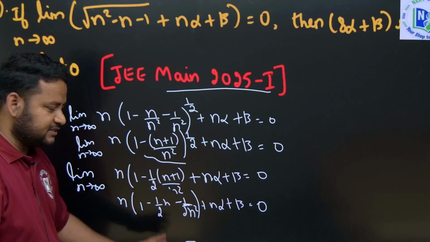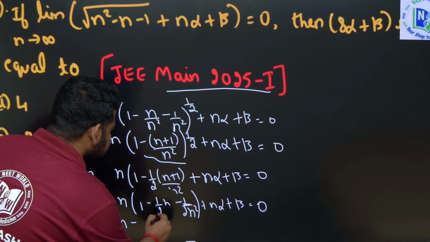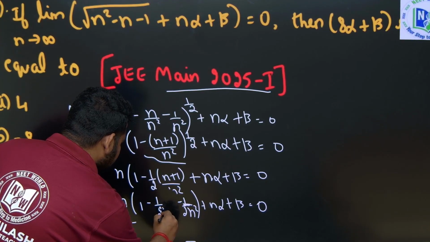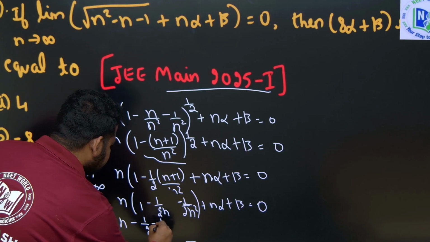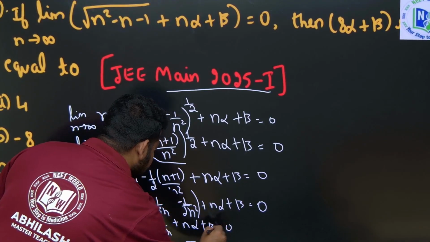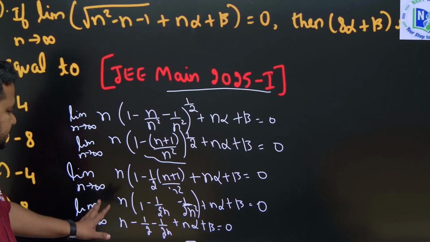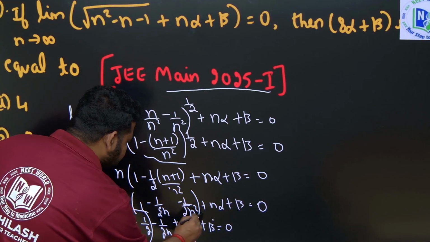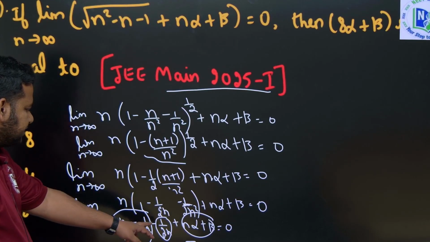Now if I multiply this n within this bracket, what will I get? I'll get n minus 1 by 2 minus 1 by 2 n plus n times alpha plus beta is equal to 0, as limit n tends to infinity. This is what I have. Now I will consider only these terms, and for these I will apply the limit. Limit n tends to infinity, 1 by 2n.